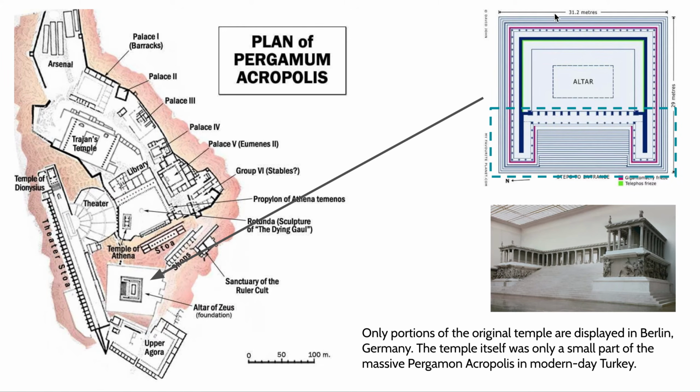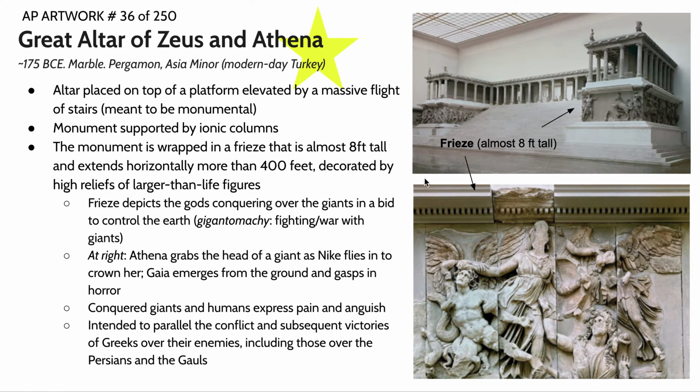So as you can see from the measurements on this diagram right here, this complex was quite large, around 100 feet long and around 95 feet wide. So again, only a portion of it is in Berlin right now. The altar was placed on top of a platform elevated by this massive flight of stairs. To give you a sense of scale, this frieze right here, which wraps around the bottom, is around 8 feet tall. So the figures are larger than life.